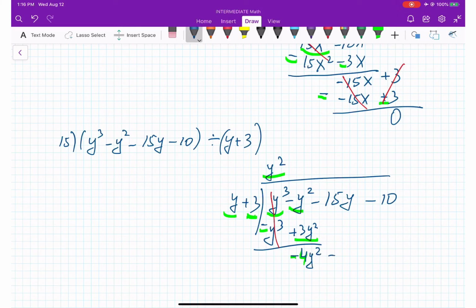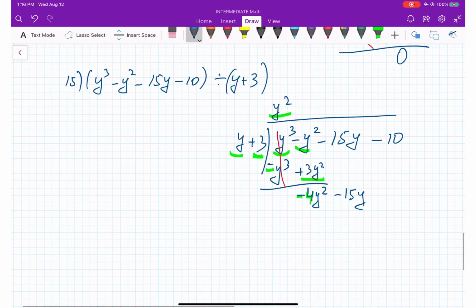Next, minus 15y. Okay, 4y squared divided by y. We are getting negative 4y squared, so we are getting negative 4y. Negative 4y times y, we are getting negative 4y squared. And negative 4y times 3, we are getting negative 12y.